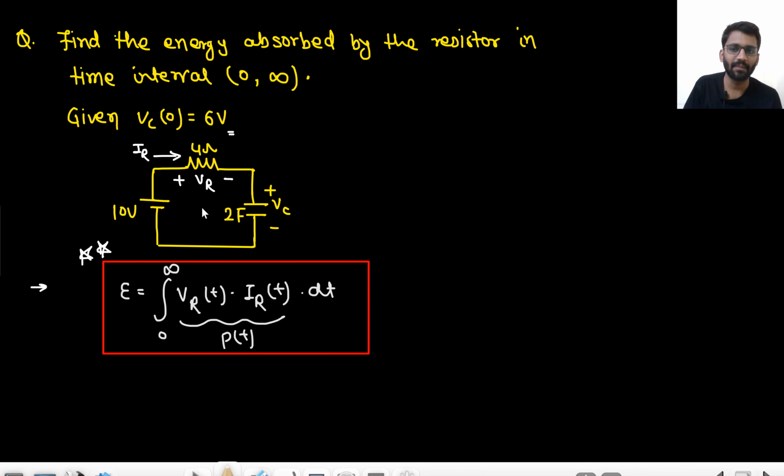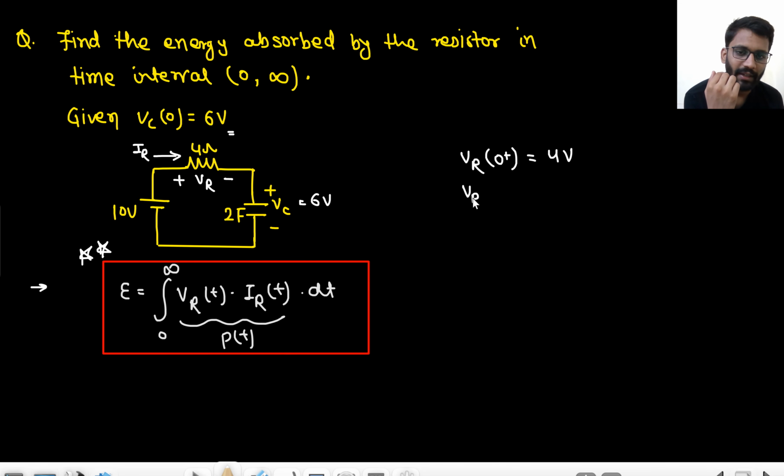Now they are asking about the resistor, so I am not writing any formula. Voltage into current into dt. That's it. Can I write the expression of VR(t) and can I write the expression of IR(t)? Yeah, I can. So tell me, what is the value of VR at t equals 0 plus? Here we have 10 volt, here we have 6 volt. Initially we have 6 volt here. 10 minus 6, so VR is 4 volt.